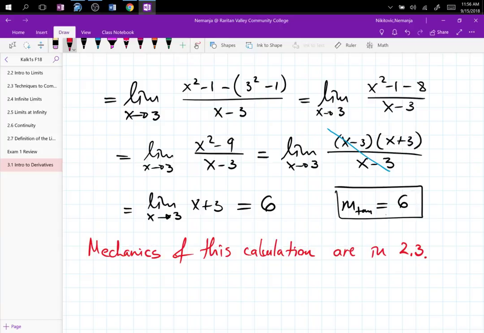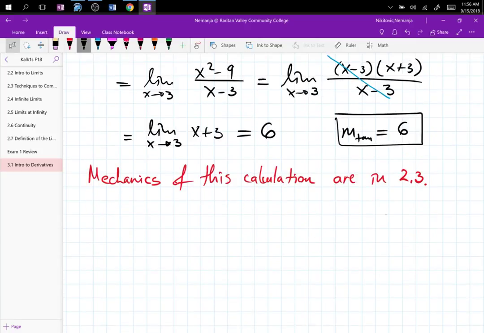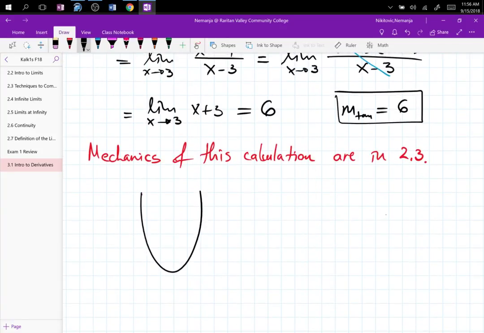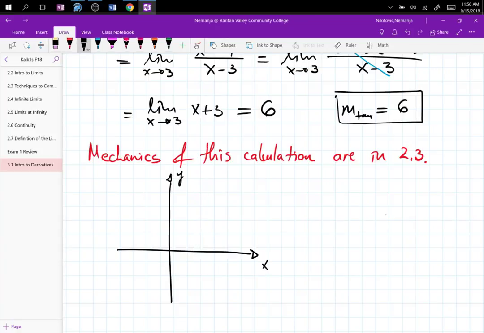Well, great. We have the slope of the tangent line. What does that mean? That means that if I am to graph this, we have x squared minus 1. This is a terrible graph.